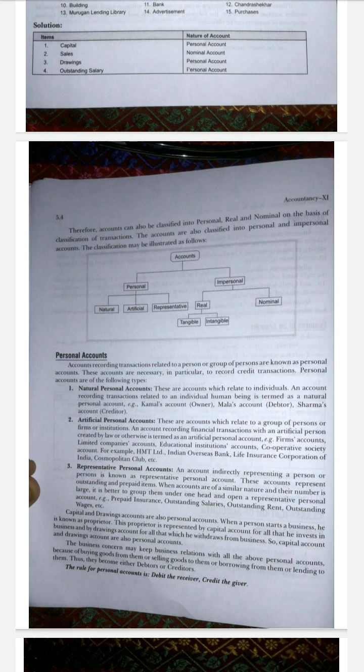Okay, the next one is the artificial personal account. These accounts are mainly related to a group of persons, firms or institutions. Keep in mind, an artificial personal account is a group of persons or firms or institutions. It is called the artificial personal account.